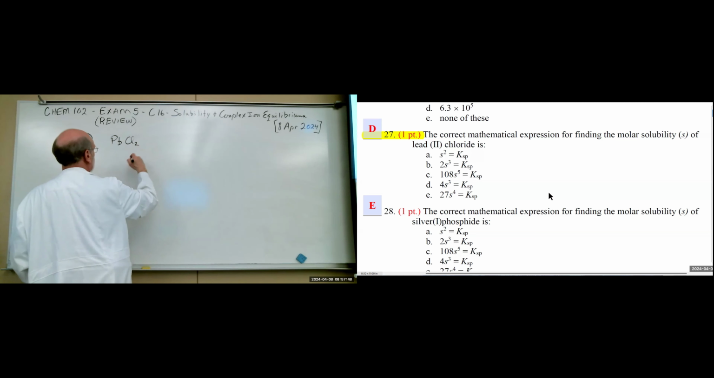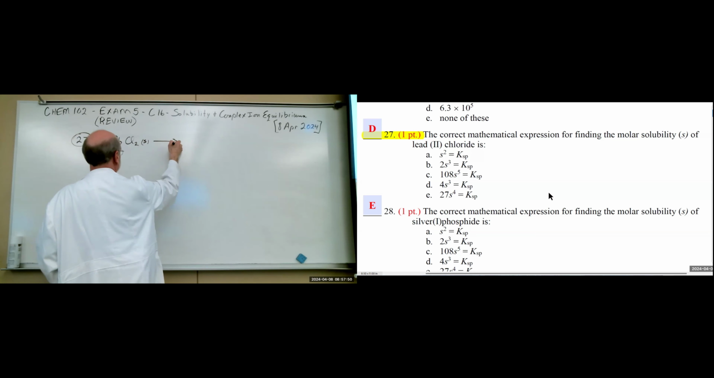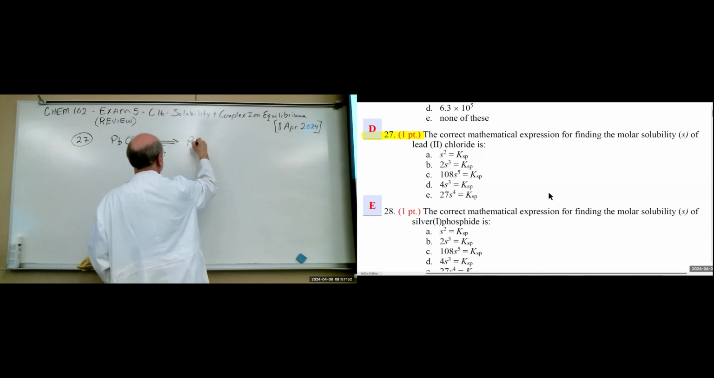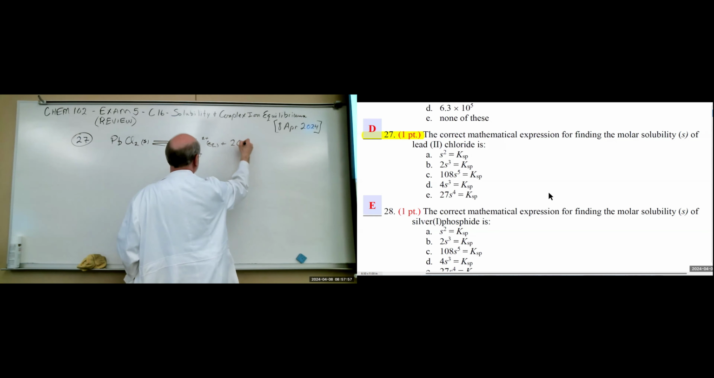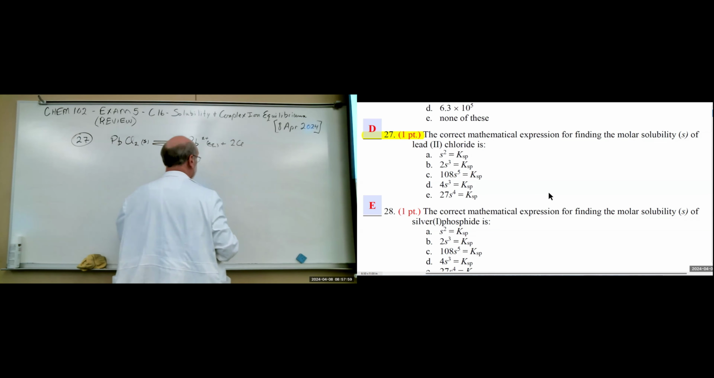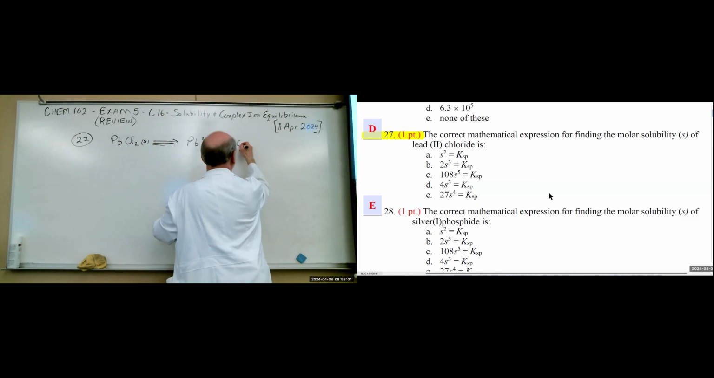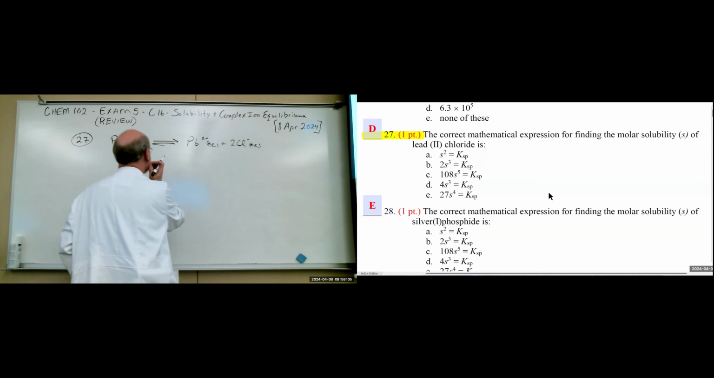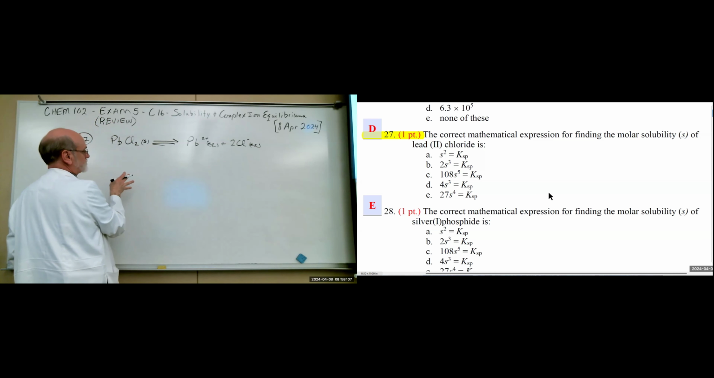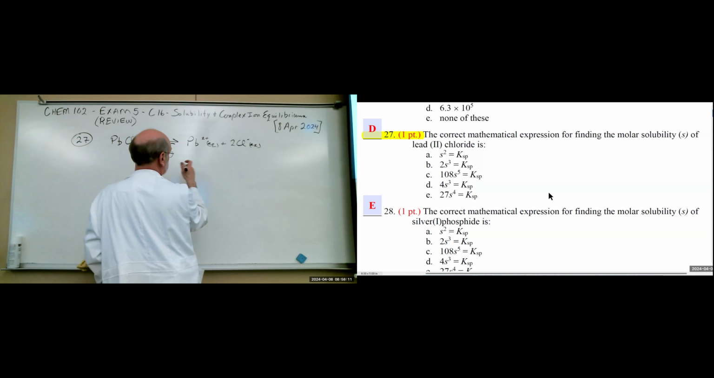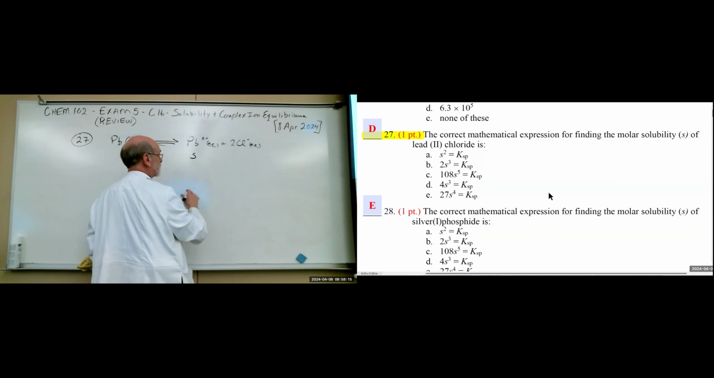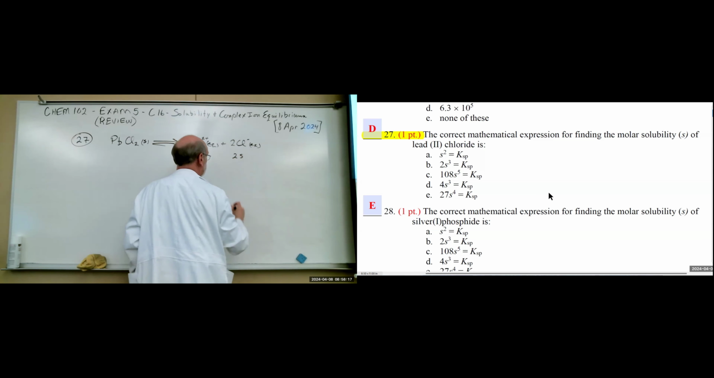Lead-2 chloride is going to produce lead-2 plus in solution and 2 chlorine in solution. Okay, so using our pattern, when 1 mole of this solubilizes, you get 1 mole of that, but you get 2 moles of this.